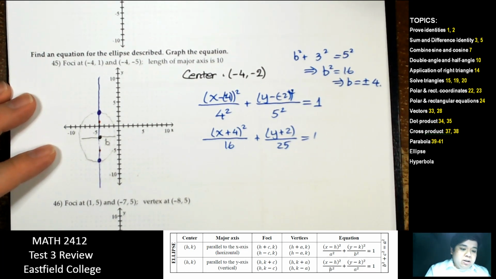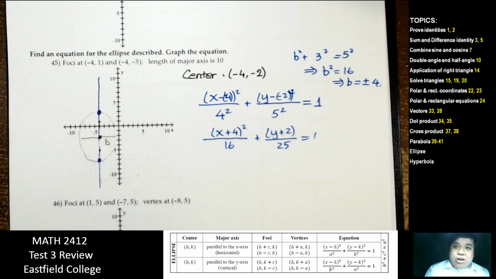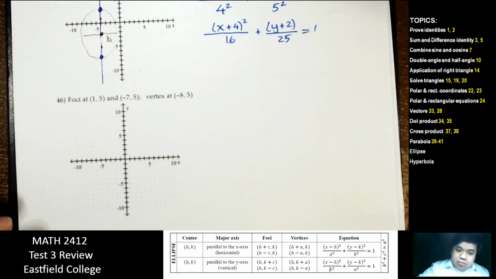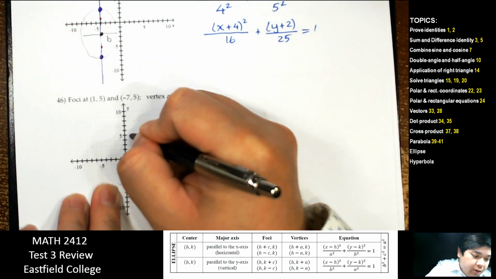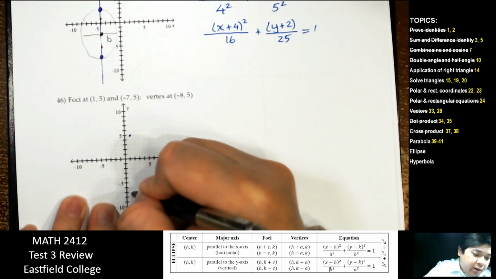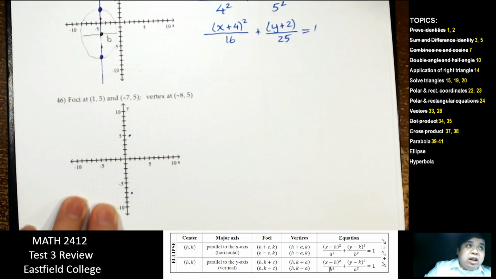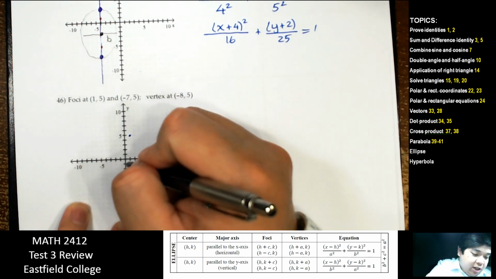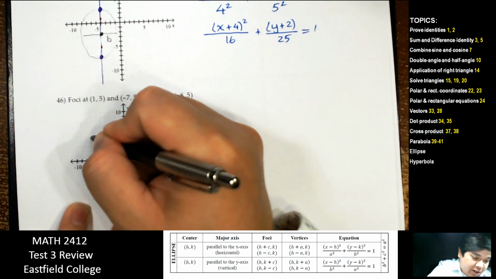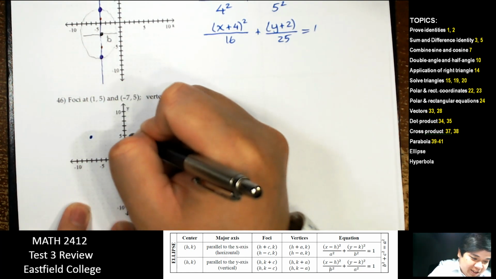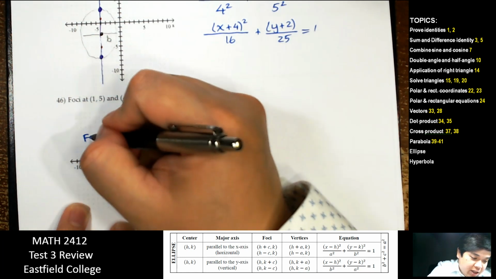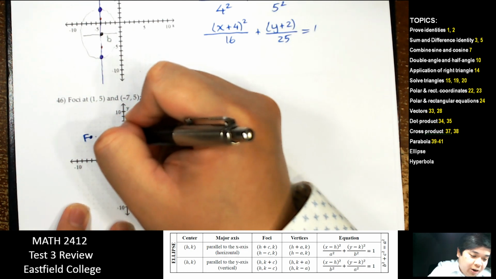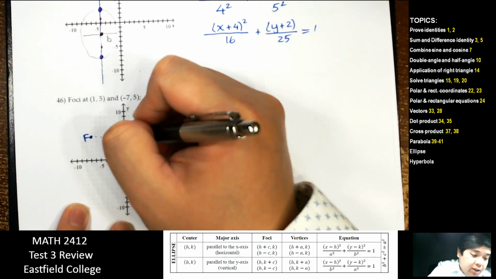Number 45, and now 46. First we have the foci, (1, 5) and (-7, 5). Again, the center will be right in the middle. I keep doing that, (1, 5) and (-7, 5). Sorry. So those are the foci. The center must be in the middle. Let's just count: 1, 2, 3, 4, 5, 6, 7, and 8.